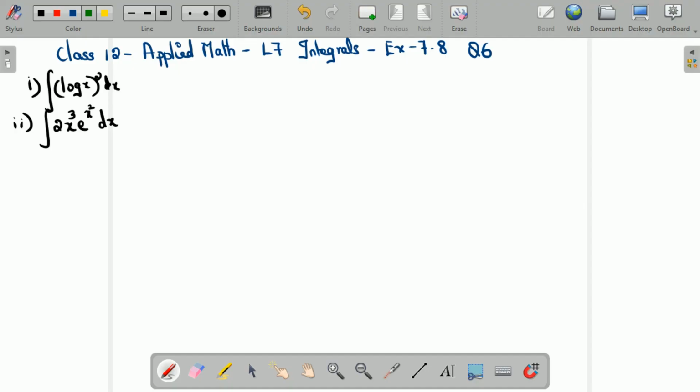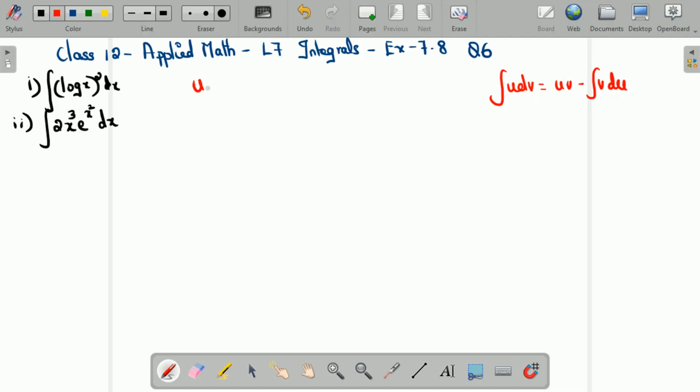In this video, let's find the solution for the sixth question in exercise 7.8. Integral of (log x) the whole squared dx. So we are going to solve using the method of integral u dv. So the formula here is uv minus integral v du.